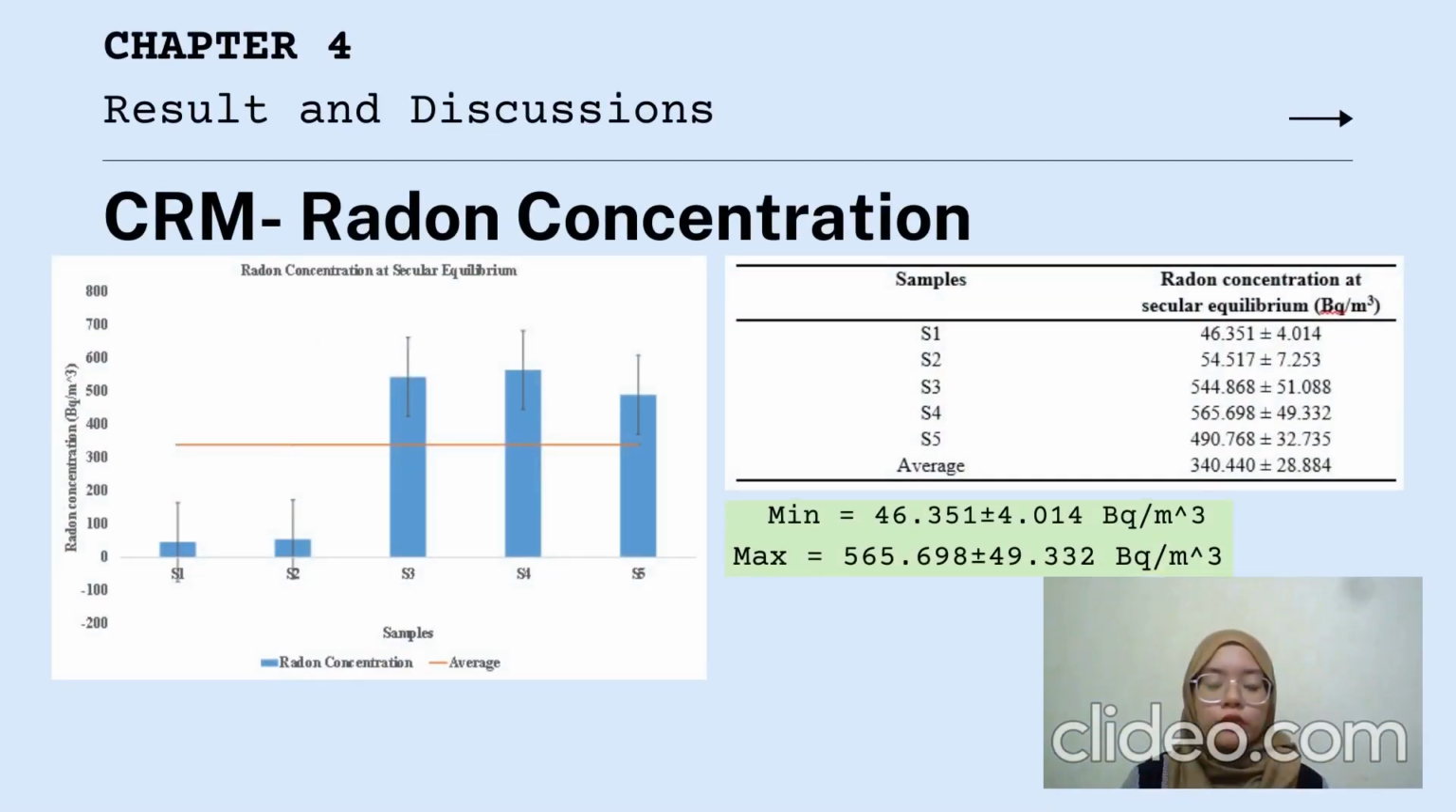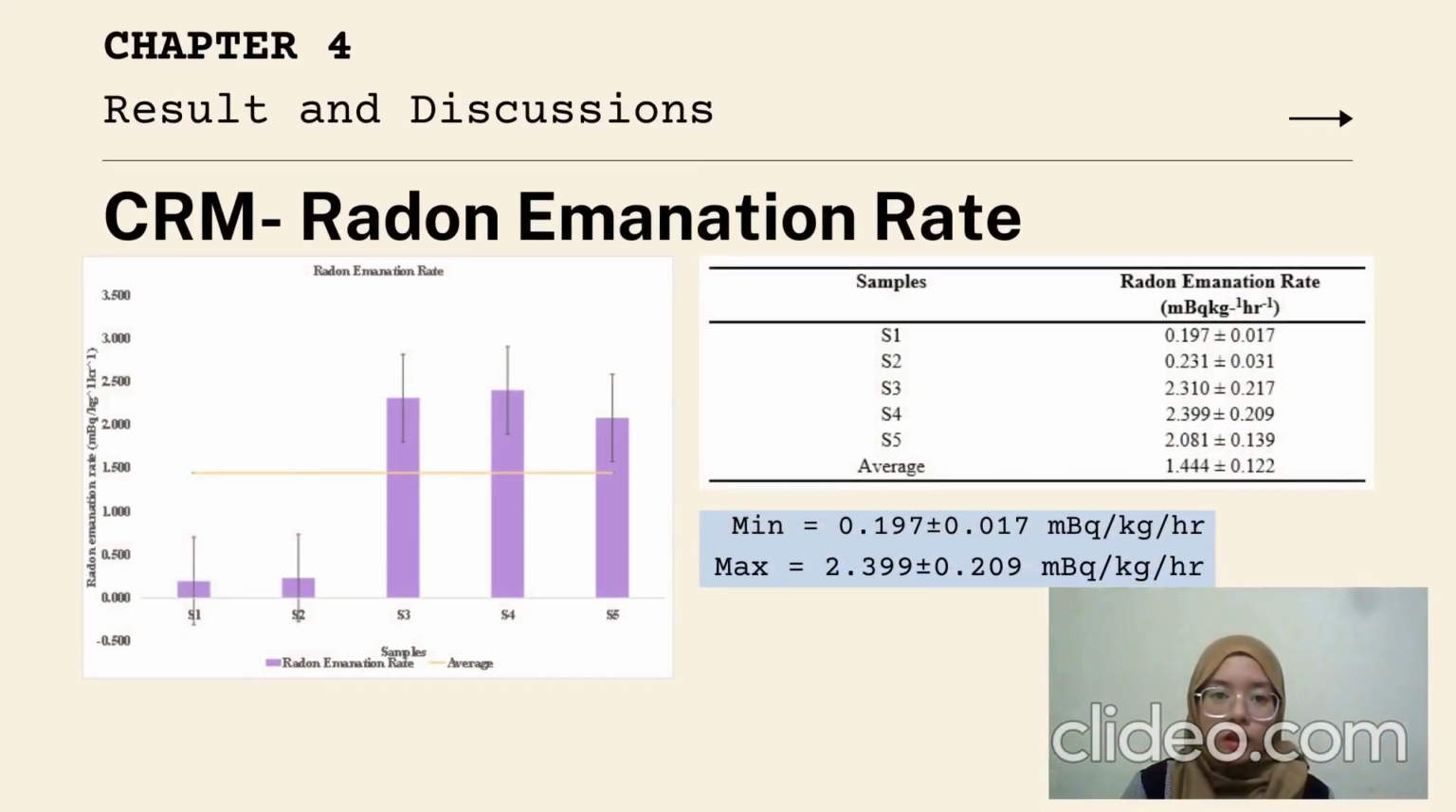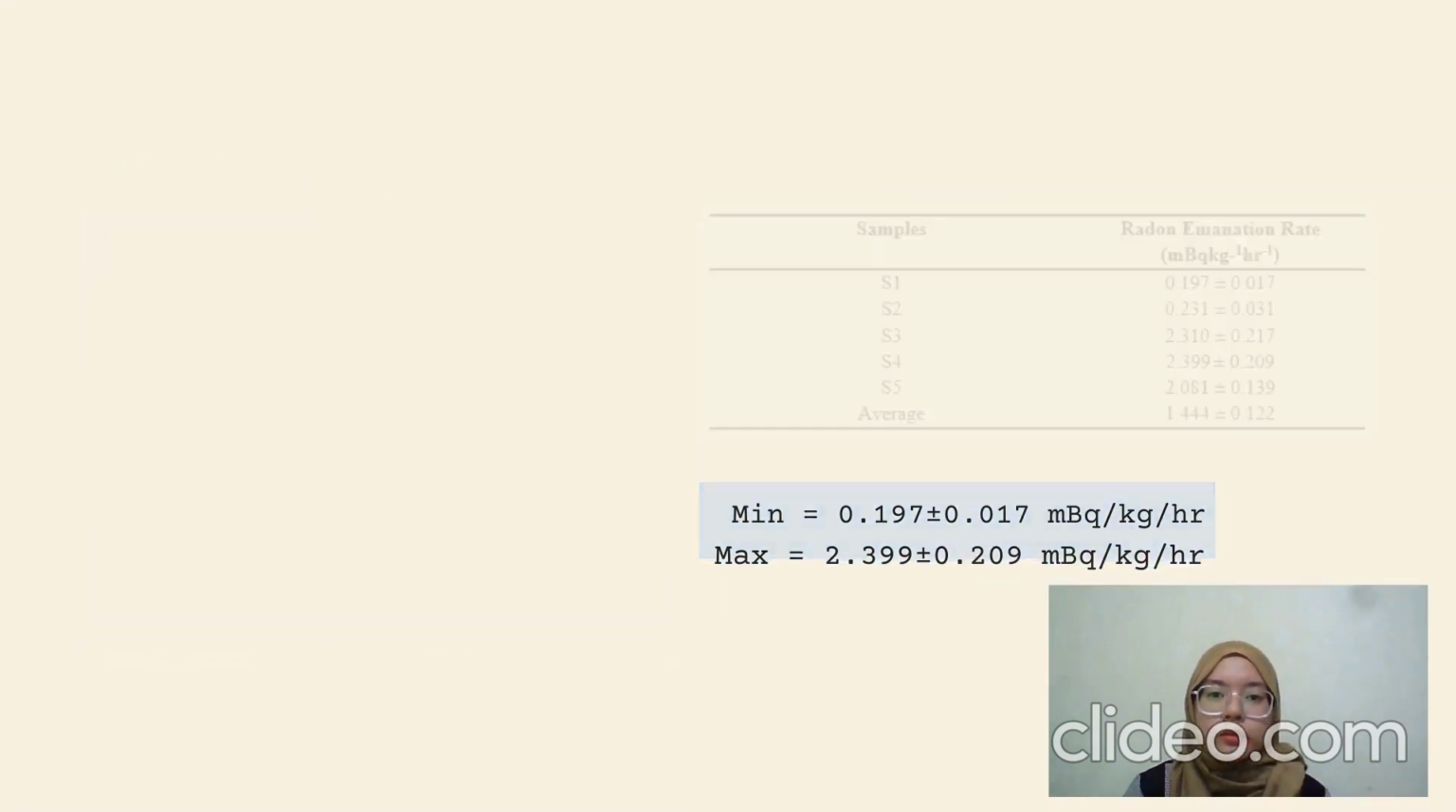Moving on to the results of CRM. We can see from this data, sample 1 recorded the lowest concentration of radon, meanwhile sample 4 is the highest. As I mentioned before, the emanation rate of radon depends on the concentration of radon in the sample. Since sample 4 has the higher concentration of radon, it also emanates the highest amount of radon.